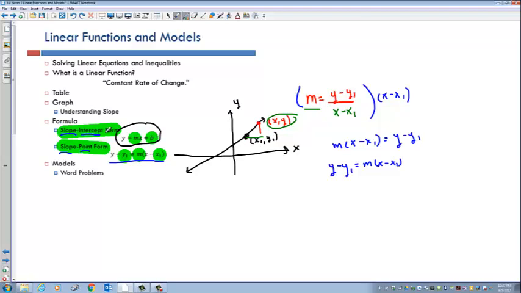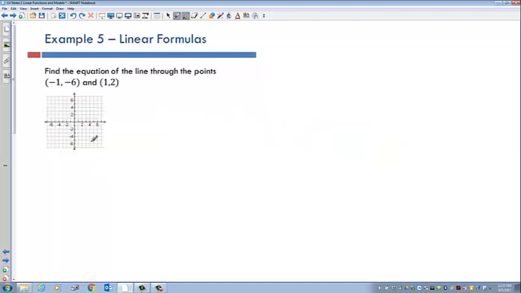So slope-intercept form is great when you're trying to work with things and use your intuition. Now slope-point form is good when you're trying to do things in a more mechanical way and you may lack some of the intuition. So let's take an example of this using the slope-point form. We want to find the equation of a line through the points (-1, -6) and (1, 2).